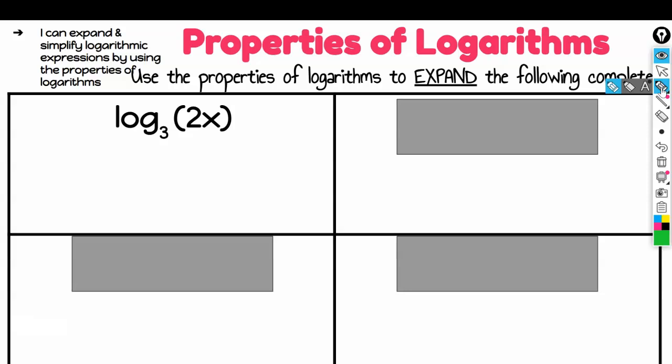Look at what's happening inside of the parentheses. What operation do we see there? Well, with the 2 and the x next to each other like that, they are multiplying. So we are going to use the product property here because we see multiplying. What this means is instead of 1 log, I'm going to have 2 logs, and they're going to be adding with each other.